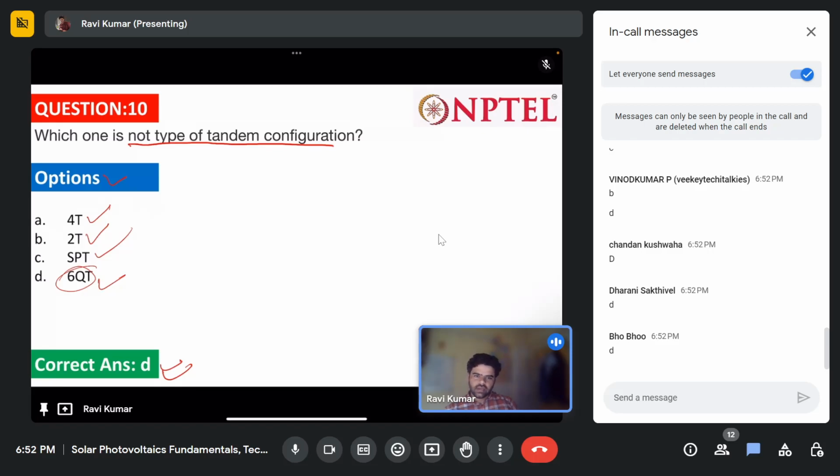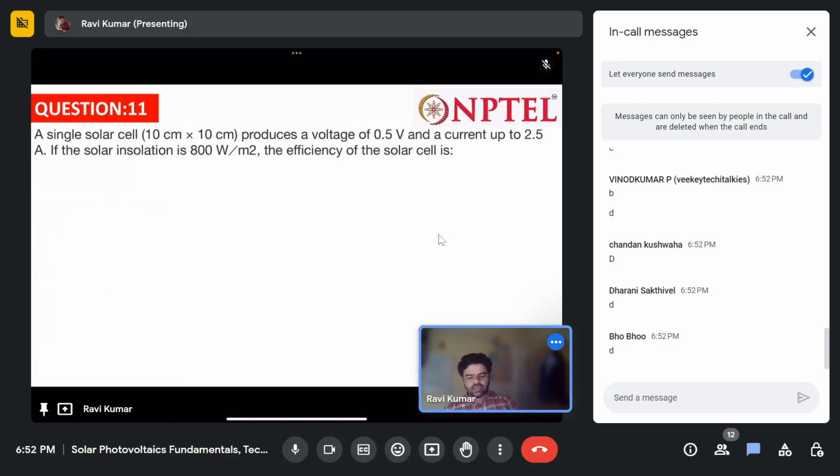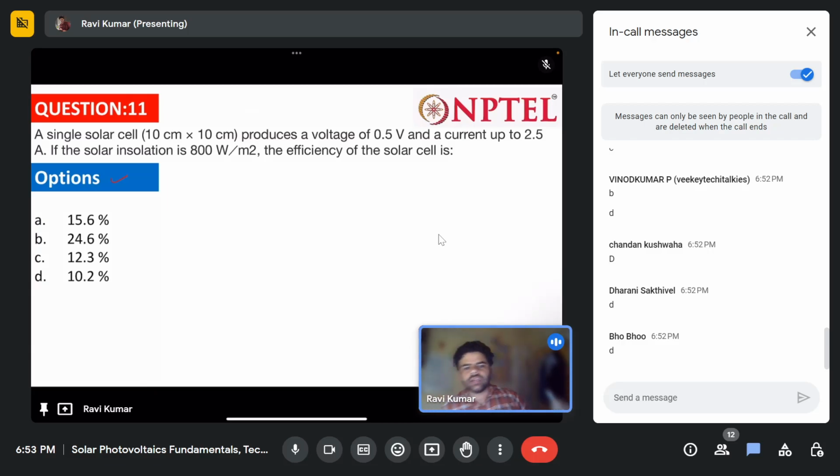Next, we have a small numerical and you need to solve it. It says a single solar cell 10 centimeter by 10 centimeter produces a voltage of 0.5 volt and current up to 2.5 ampere. If the solar insolation is 800 watt per meter square, the efficiency of the solar cell is. Solve it and let me know the answer. Very simple question. If you have any doubt in the numerical or formula, you can ask.